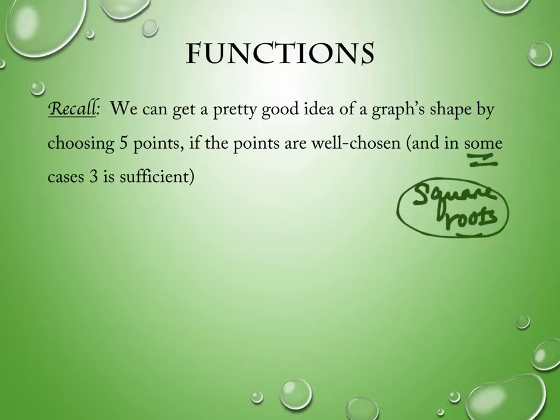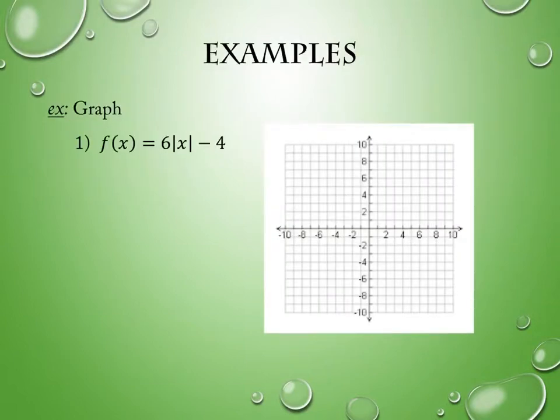Okay, so we're going to focus today, when we choose our points well, at finding that place where we get a 0. We want that value because it's going to help us with our graph. So let's take a look at an example.